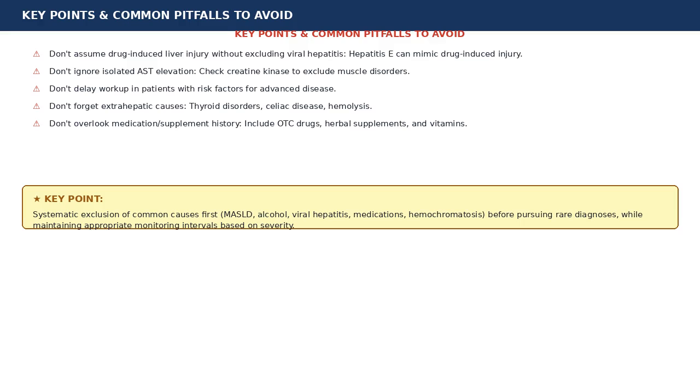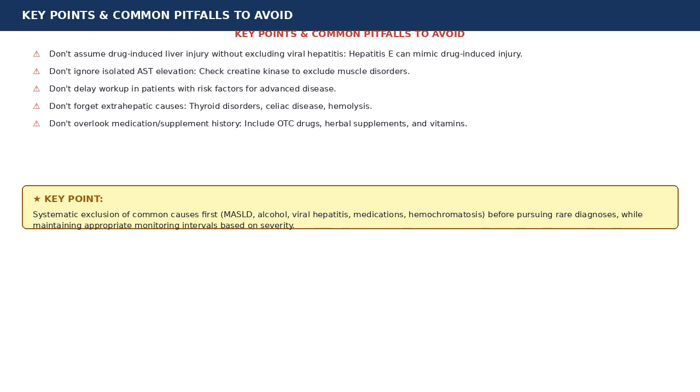Key points and common pitfalls to avoid. Do not assume drug-induced liver injury without excluding viral hepatitis, as hepatitis E can mimic drug-induced injury and requires specific testing. Do not ignore isolated AST elevation. Check creatine kinase to exclude muscle disorders.